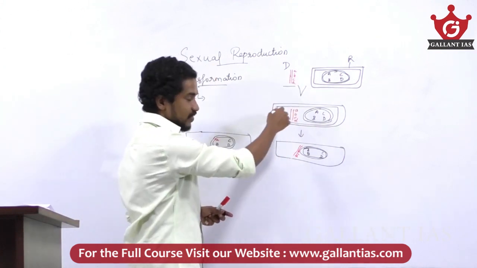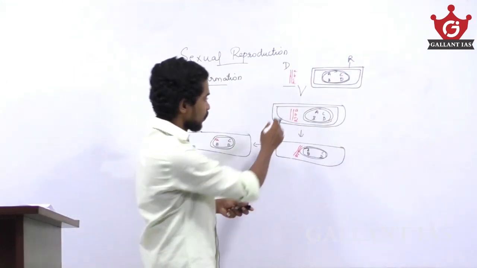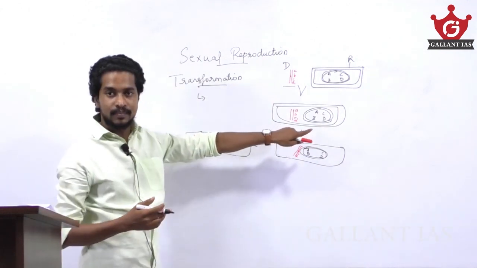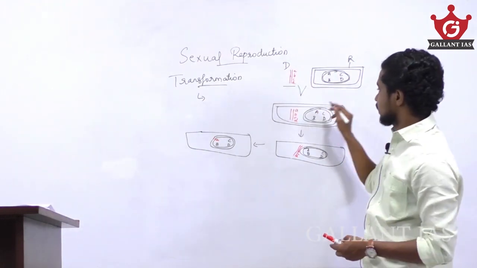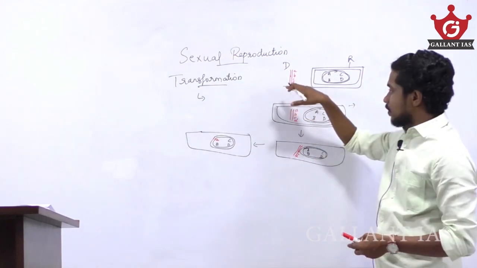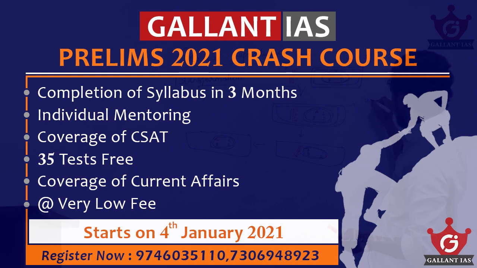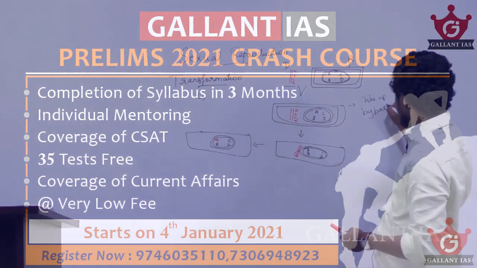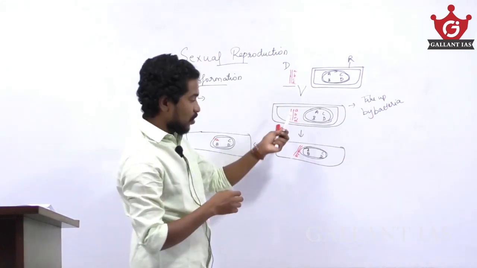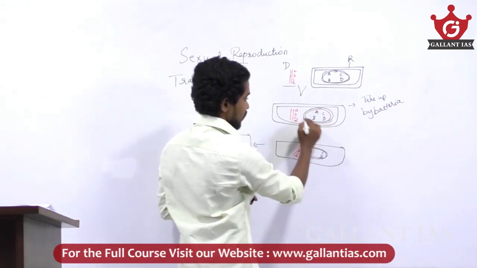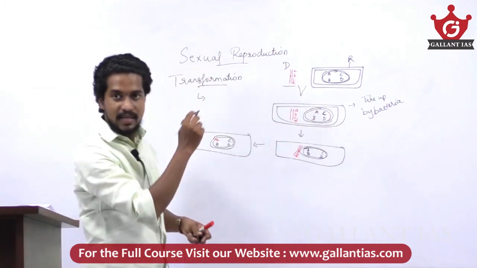This genetic material enters the recipient cell. Here this is the recipient cell, and this is the donor. The donor cell constituents are taken up by the bacteria. Consider capital A, B, C, D as the genetic constituents of the donor cell, and lowercase a, b, c, d as the genetic constituents in the DNA of the recipient bacteria.